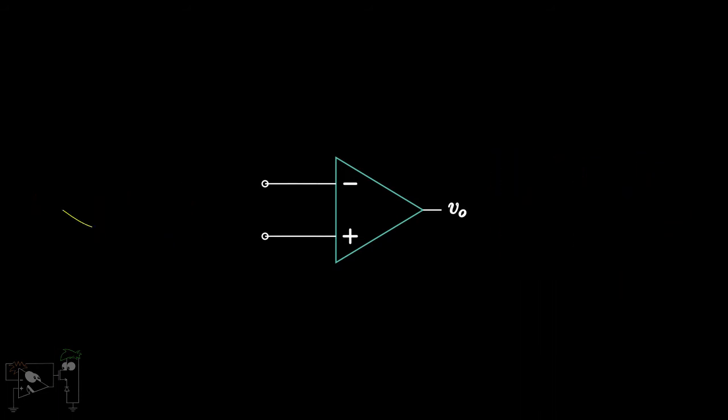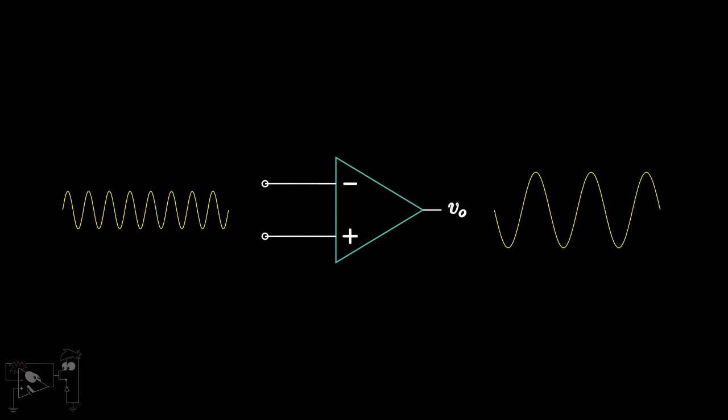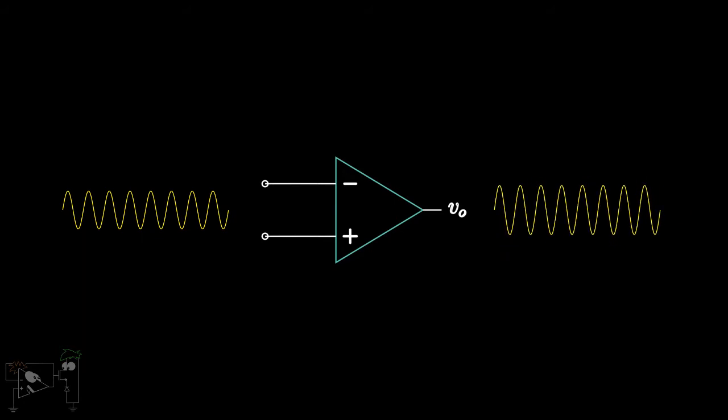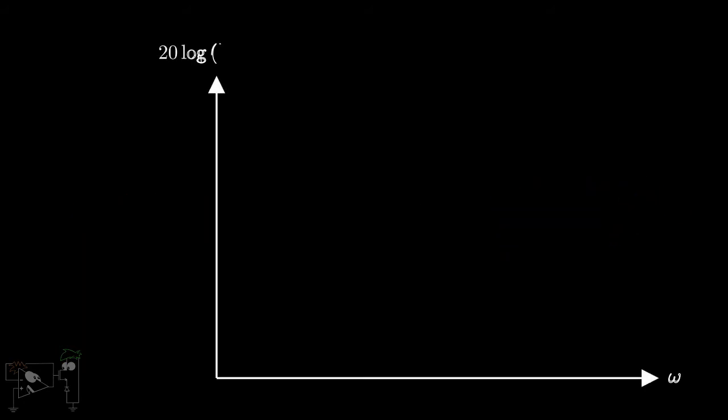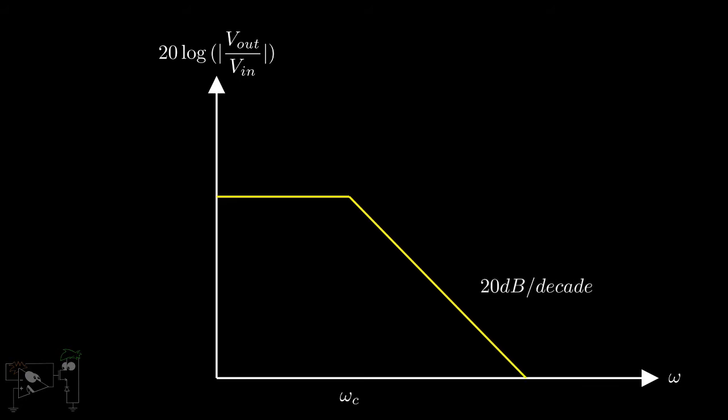In reality, due to the internal capacitances of the op-amp, the value of gain degrades for higher values of frequency. Typically, as shown, the gain of an op-amp remains constant up to a certain value of frequency. We call this value the cutoff or corner frequency of the op-amp. The range of frequencies for which the gain of an op-amp remains constant is referred to as the bandwidth of the op-amp. After the cutoff frequency, on a log scale graph, the gain reduces at a rate of 20 decibels per decade.